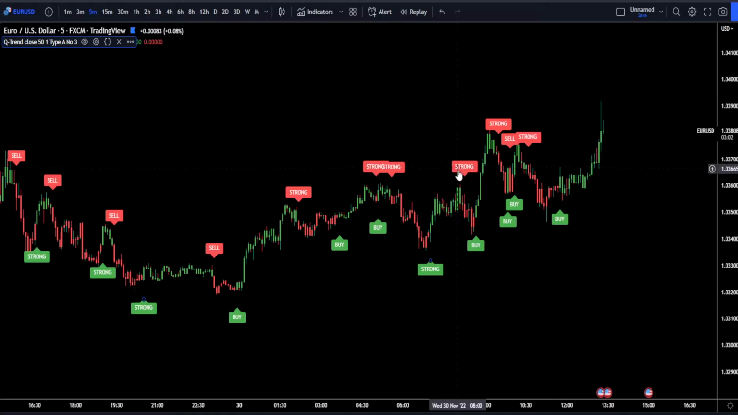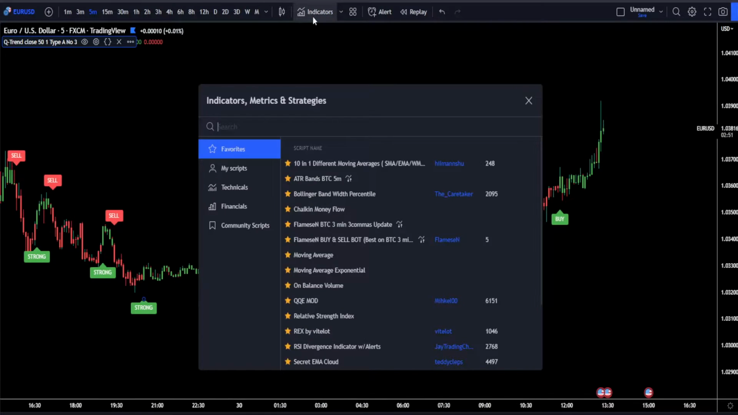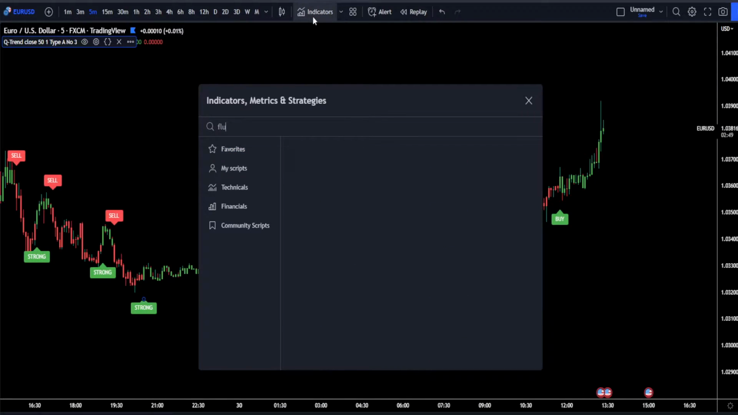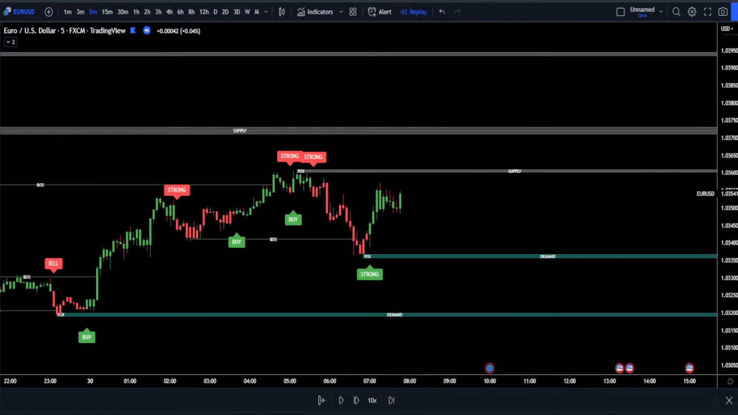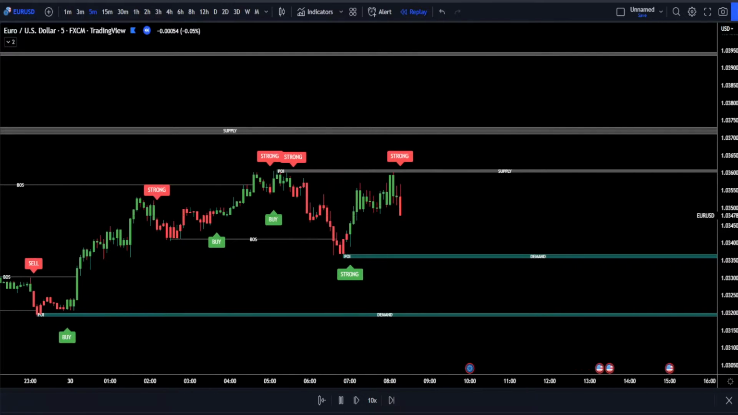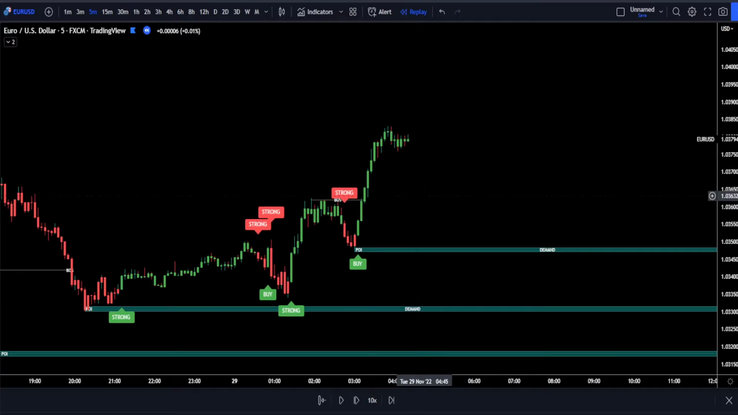For our second indicator, we're going to come across here and search for fluid trades, which is this one here. This is a smart money concept indicator. It shows the areas of supply and demand. And then we also do have a break of structure levels. Usually when the price action is in a downtrend and reaches a demand level, the market tends to reverse. And the opposite happens when the price reaches a supply zone.